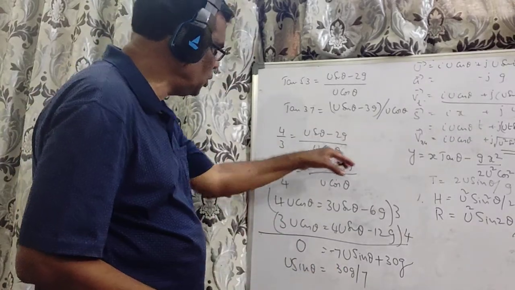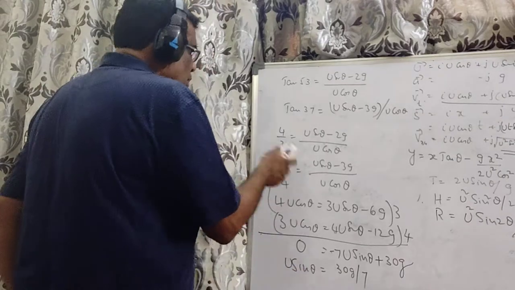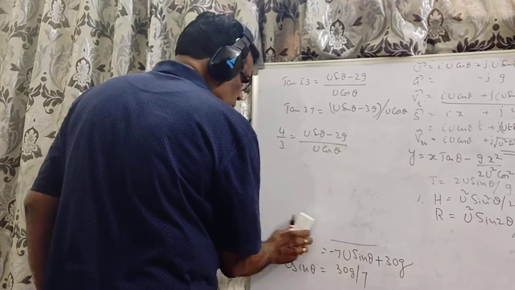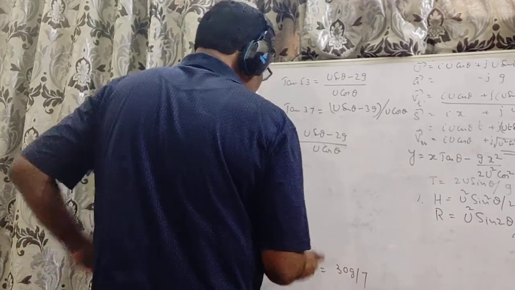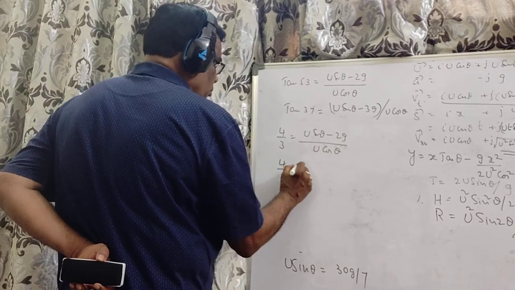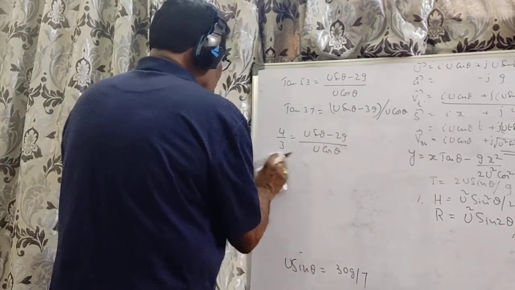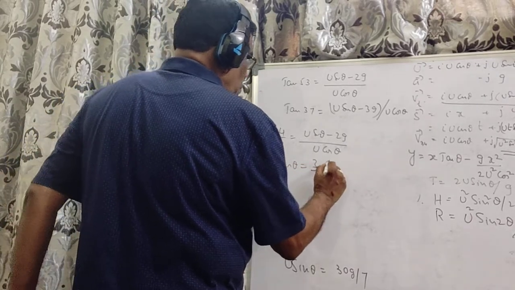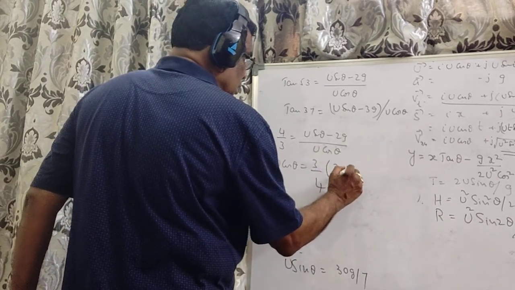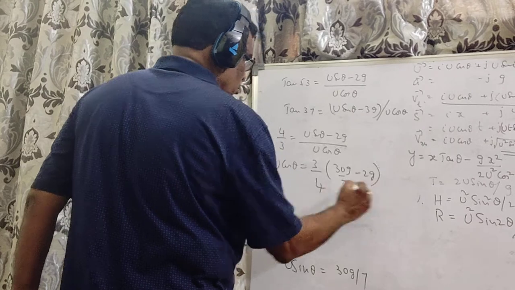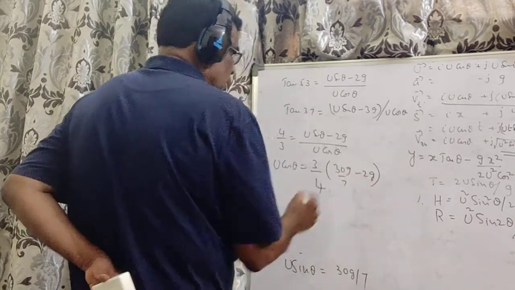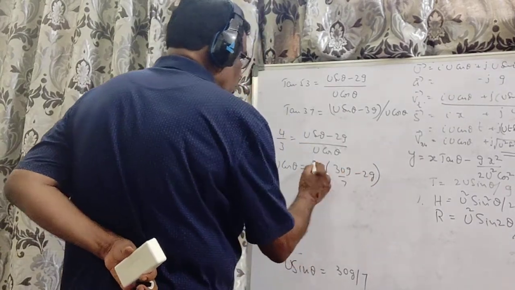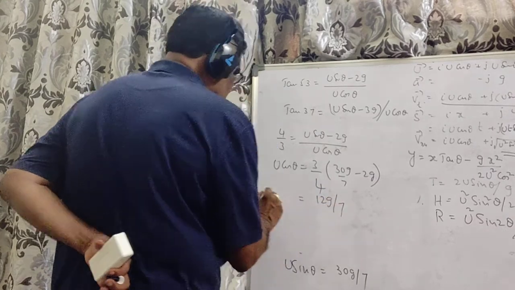Now if you substitute, you will get u cos theta. What is u cos theta? In any one of these expressions, you can substitute to get that. Right? 30g by 7. U cos theta, I will bring it onto this side and write 3 by 4 into what is u sin theta? 30g by 7 minus 2g. So 30 minus 14 is 16, right? 16 means 4 into 12g by 7.